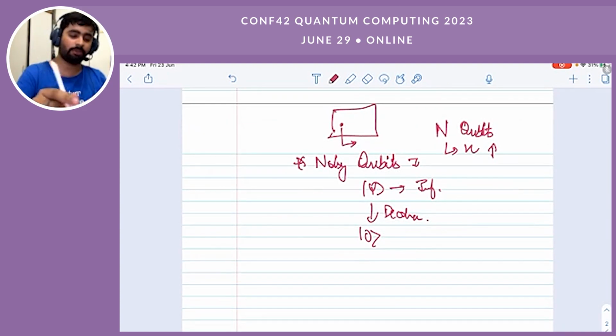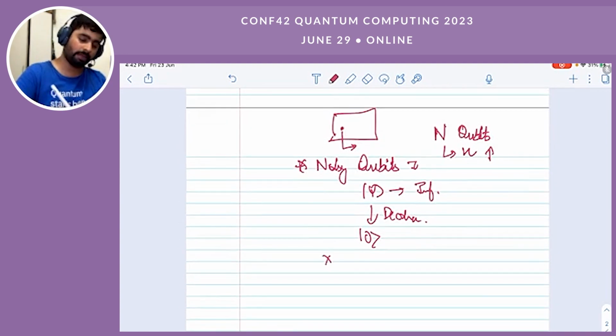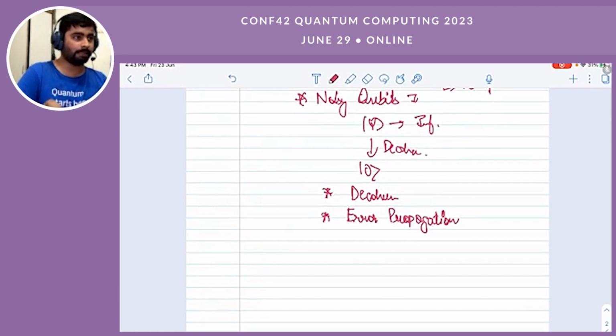The other aspect to this whole noisy qubit thing, one would be, as I mentioned, decoherence. The other is error propagation. What error propagation basically means, I'll take an example of a gate-based architecture. In a gate-based architecture, we have a qubit, which usually starts as 0, and it passes through gates, whatever gate it is, X, Y, Z, Hadamard, it passes through the gates.